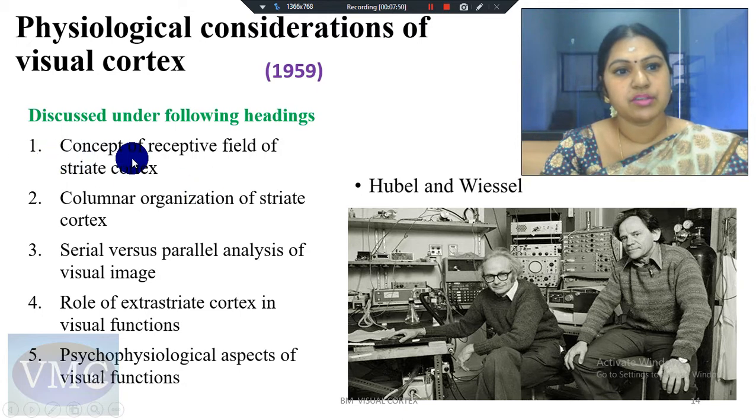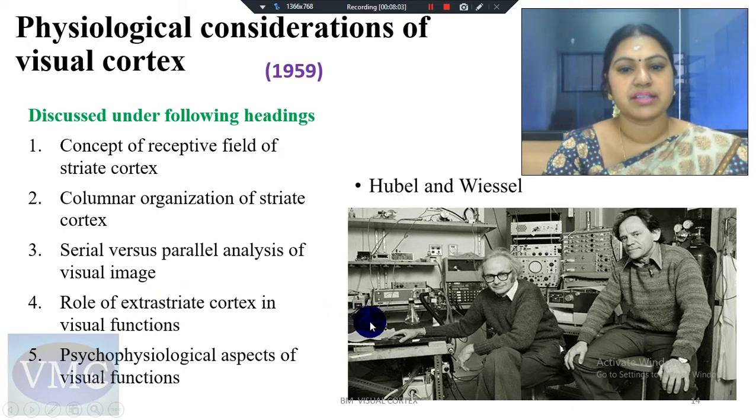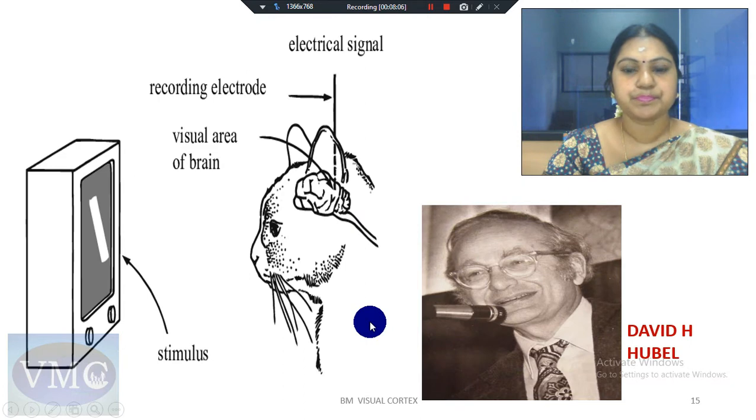One, the concept of receptive field of striate cortex. Two, the columnar organization of the striate cortex. Three, the serial versus parallel analysis of visual image. Four, the role of extrastriate cortex in visual functions. So these were the experiments. Mostly cats were used and electrodes were put into the visual cortex of the cats, and a stimulus was given, and depending upon the action potentials and excitation and inhibition of the areas, the information was obtained. So here you can see David H. Hubel.